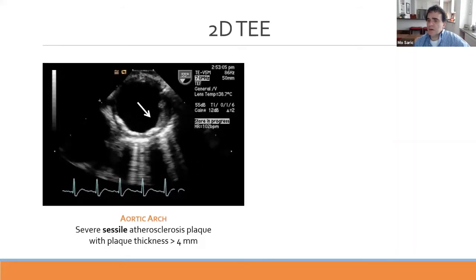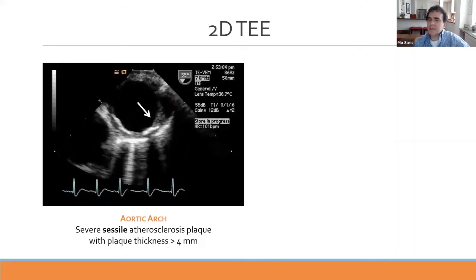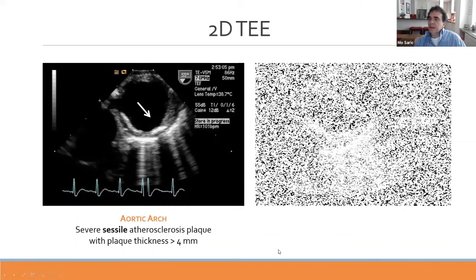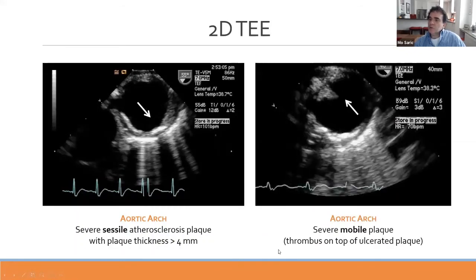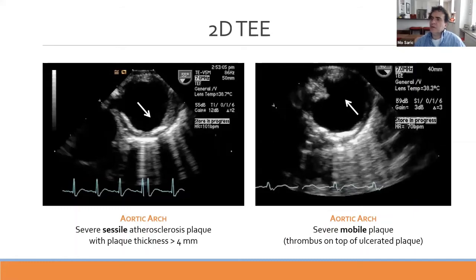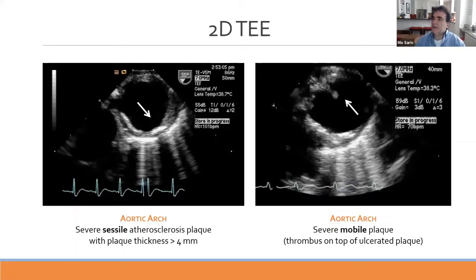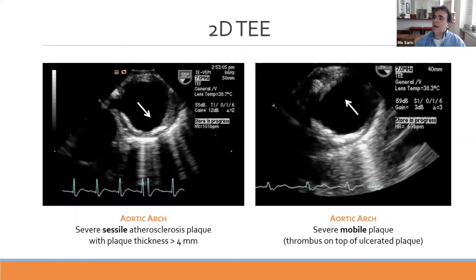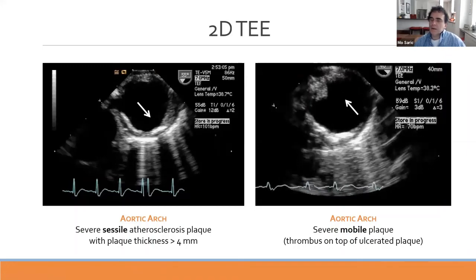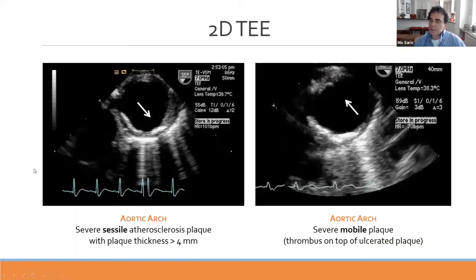This is his aortic arch showing severe sessile plaque. It's thicker than 4 millimeters, partly calcified. And then in a different portion of the aorta, you see a large mobile component over the ulcerated plaque that is essentially a thrombus, and part of that embolized into his left leg, creating acute ischemic limb necessitating urgent surgery.